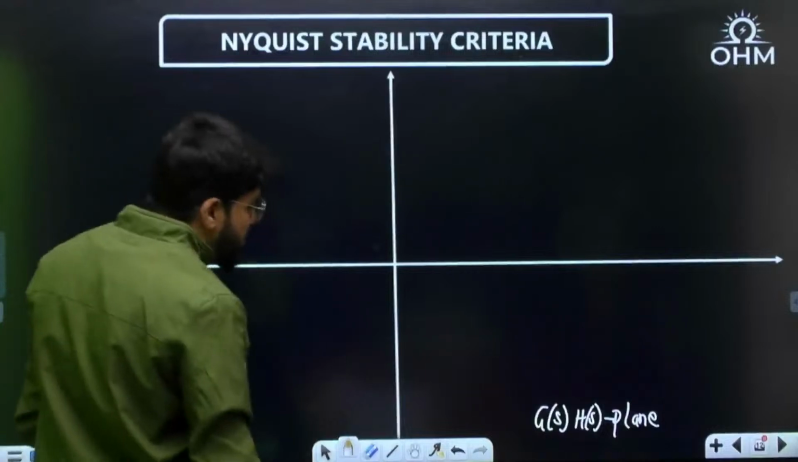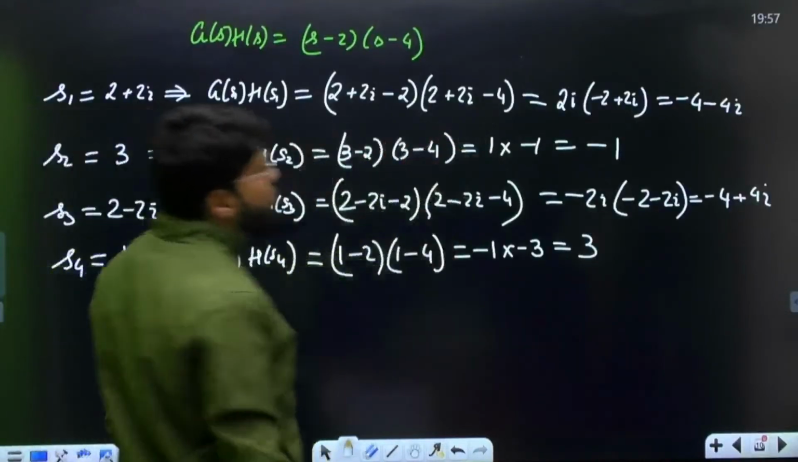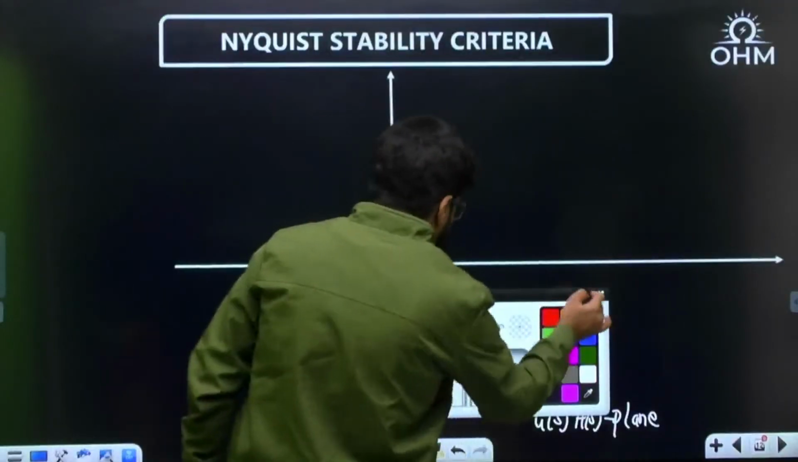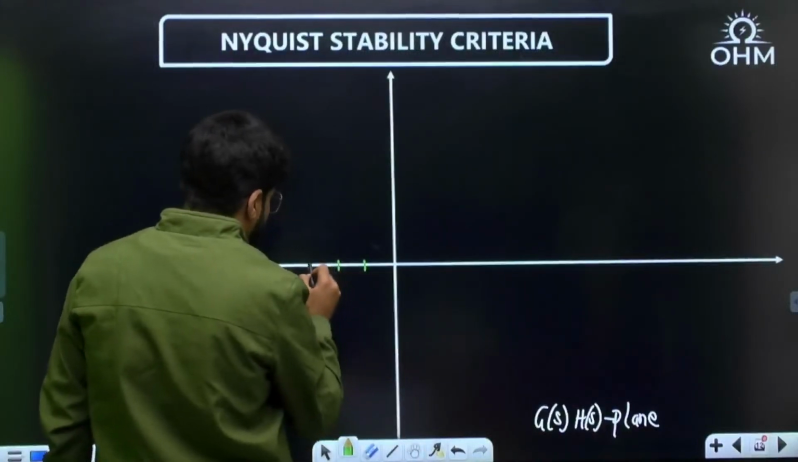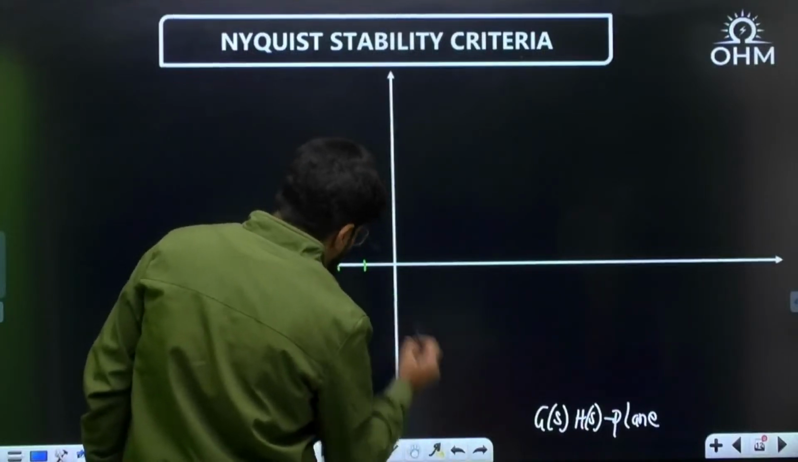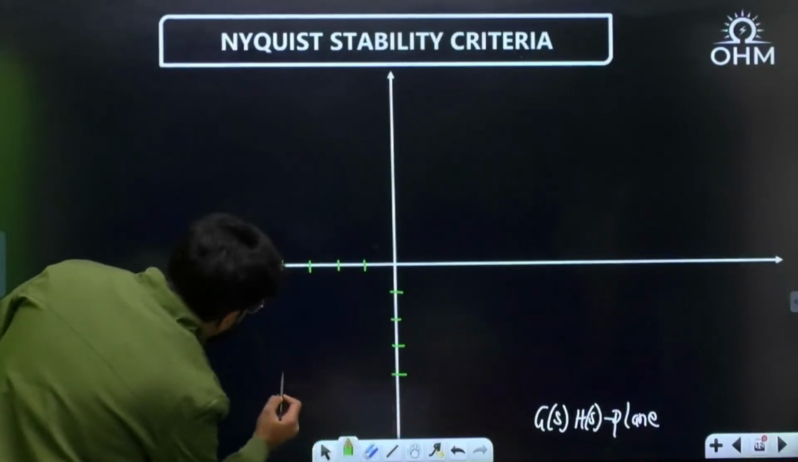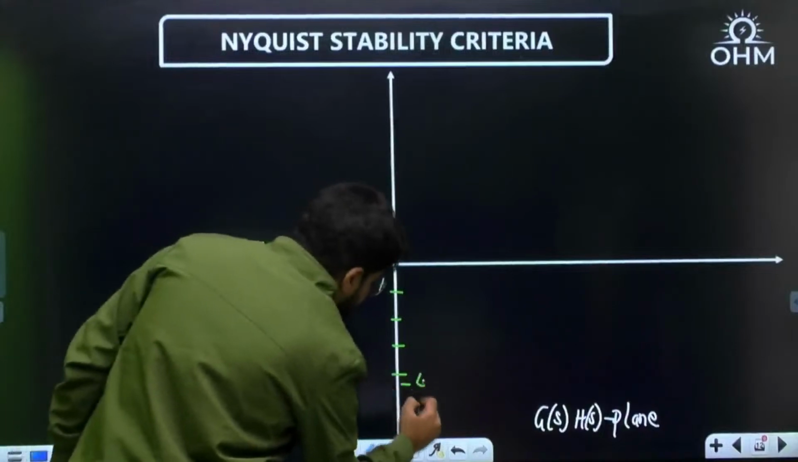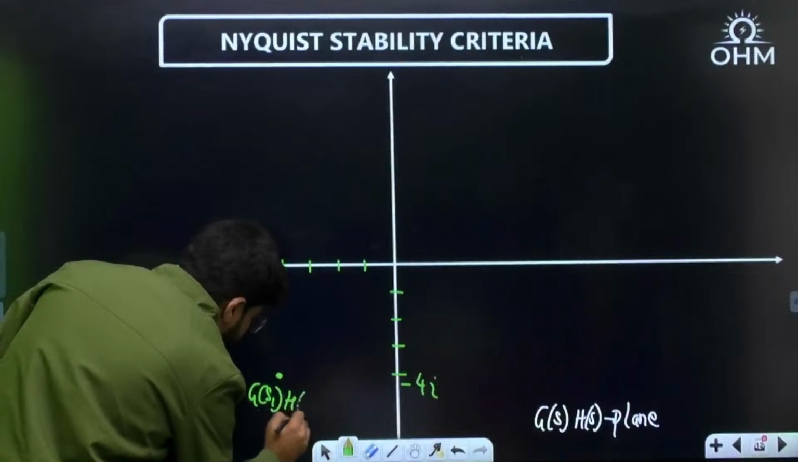What is the first value? G(S1)H(S1), minus 4, minus 4i. Now let me plot the values. Real part minus 4, imaginary part also minus 4. You get somewhere in the third quadrant, approximately. This is minus 4 and this is minus 4i. This is the first value, G(S1)H(S1).